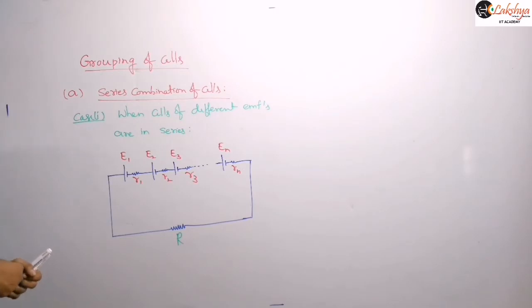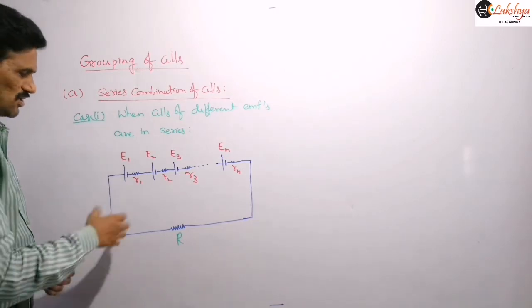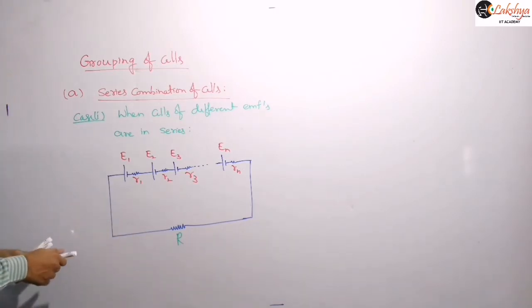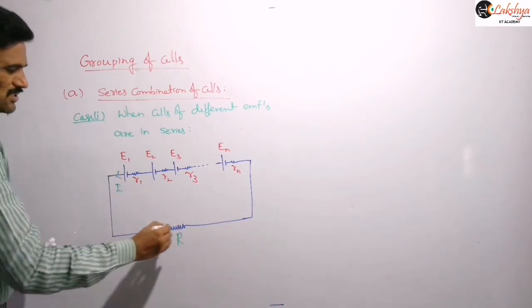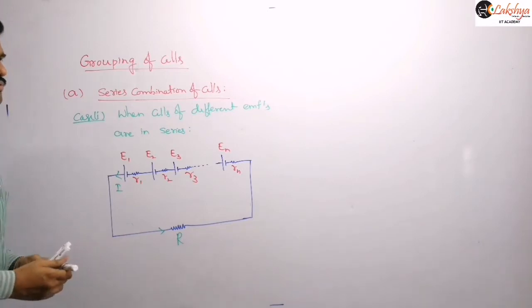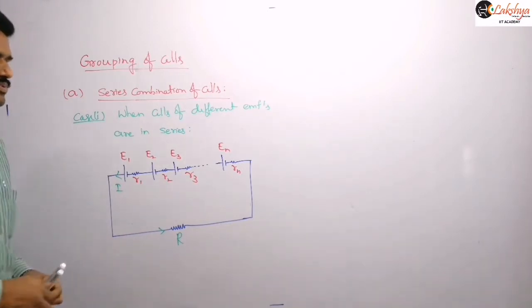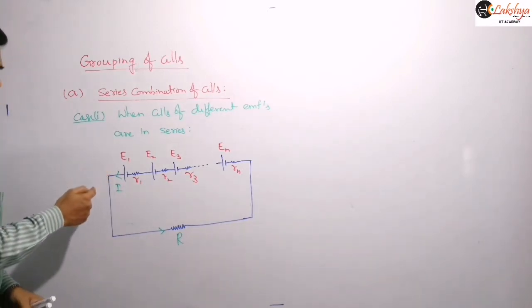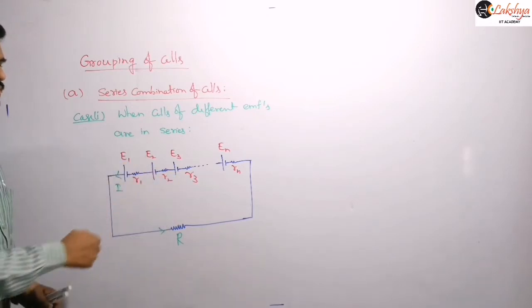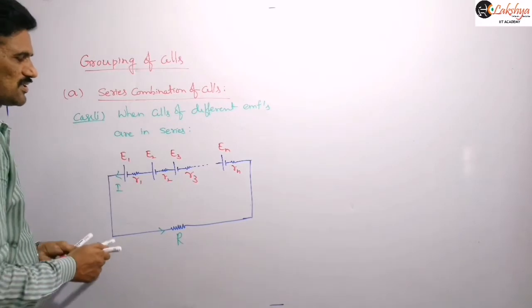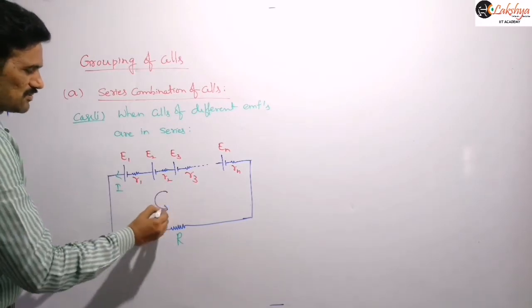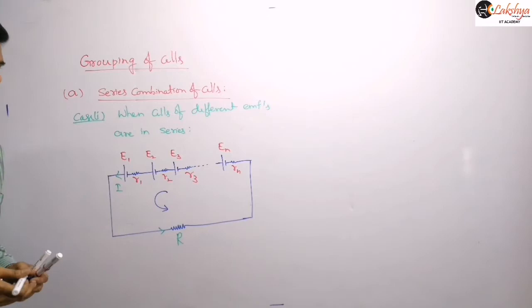And so now when the cells are connected like this, suppose I is the current flowing through the cells here. Suppose I is the current flowing through this external resistance here. And so now the net EMF we need to find here. To find the net EMF, simply what I am doing is, I am going to apply the Kirchhoff law for this circuit here. Suppose I am applying it in this direction, the anti-clockwise direction here.